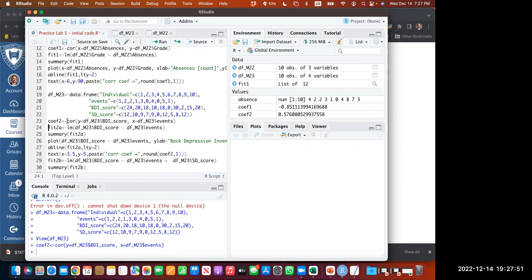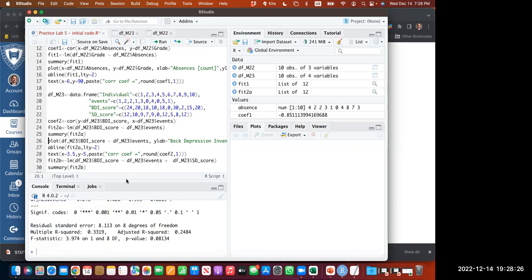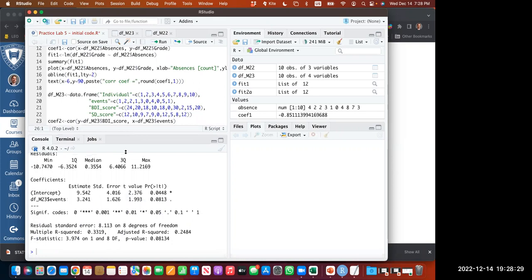Should you run line 18 even though it's late? No, you don't have to. Okay, so that's coef2. Then in line 24, we're running our first regression model. That's fit2a. Fit2a follows the same outline as the previous model we built. Fit2a is the Beck Depression Inventory score as a function of the stressful life events. We know the outcome of this already. It's consistent with what we calculated in Excel.